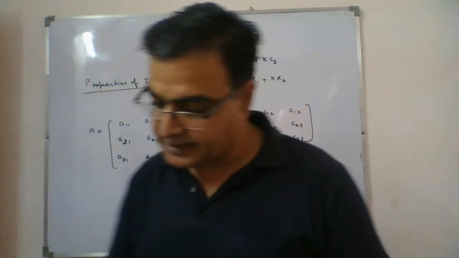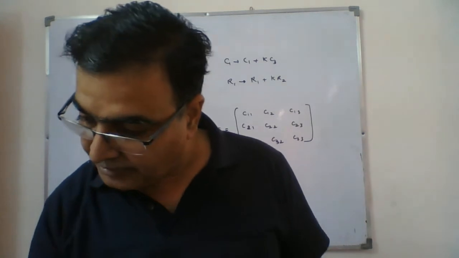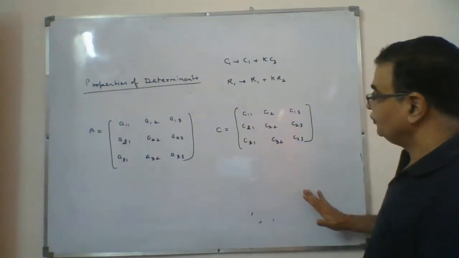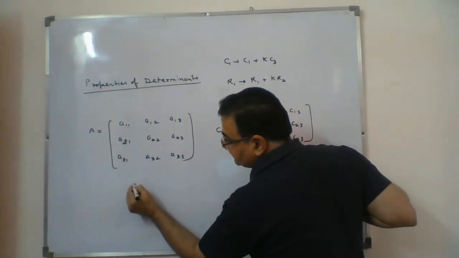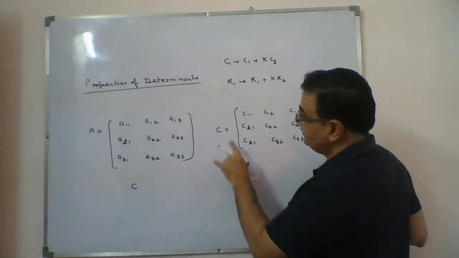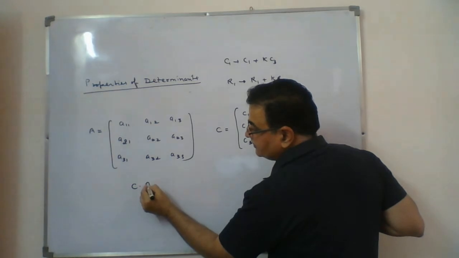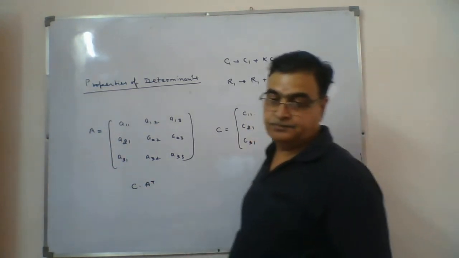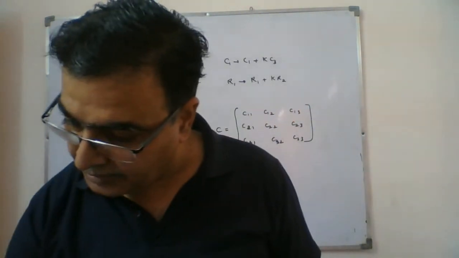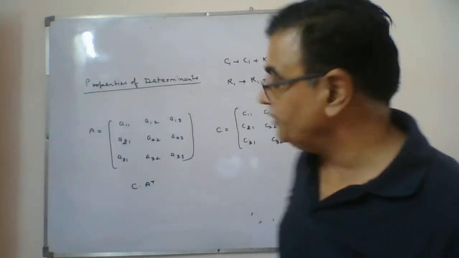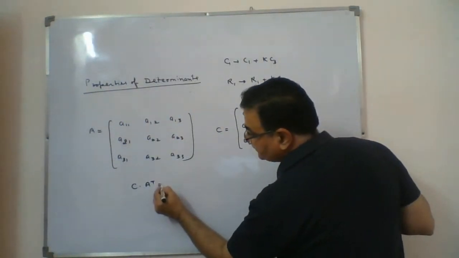What do I want in this case? We want the multiplication of this cofactor matrix. If I take this cofactor matrix and multiply with A transpose, if you take any matrix and multiply it with its transpose, just check what result comes.